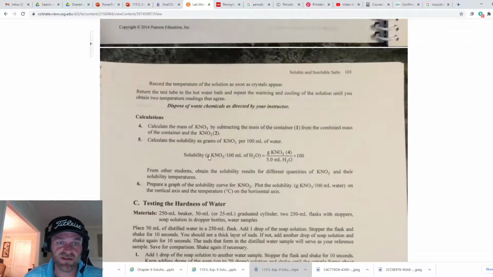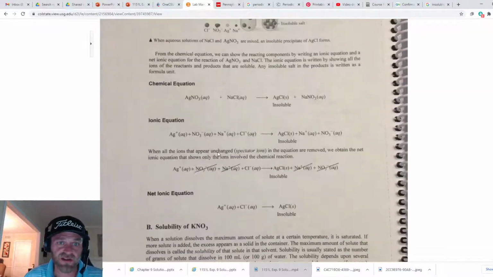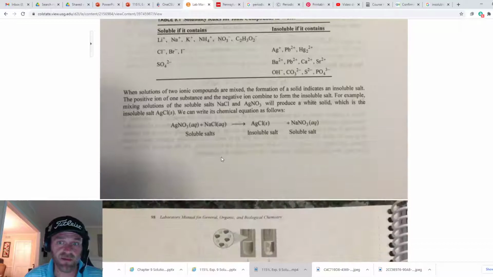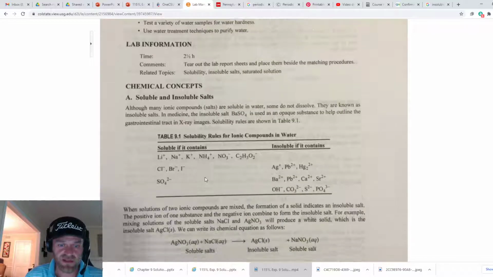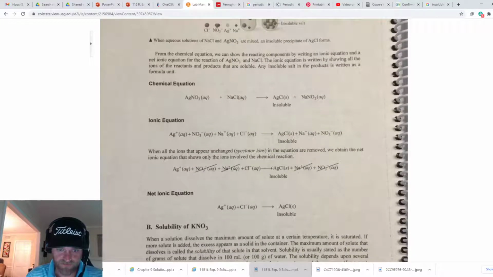Let me check the other table I gave y'all just to make sure, but it looks like neither one of these is going to make an insoluble salt, right? Because sulfate only makes an insoluble salt when it's combined with those four cations, and I have none of those here. And then nitrate doesn't ever make an insoluble salt, so I'm guessing that there's no reaction here, and that's what I'm going to write.